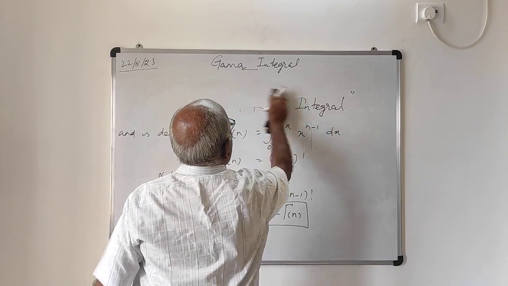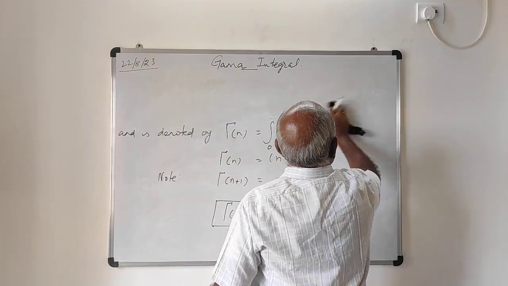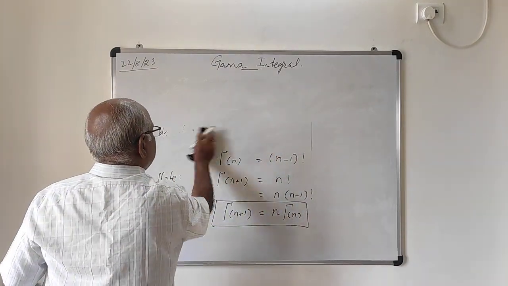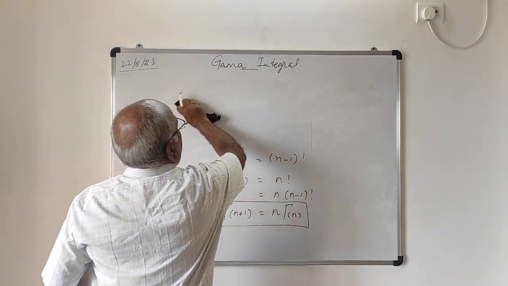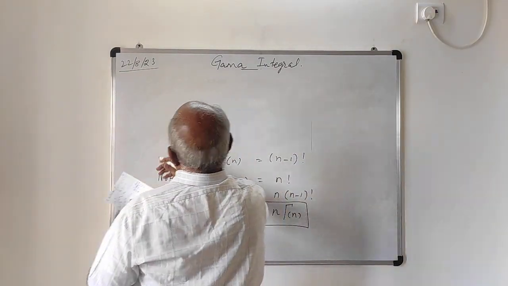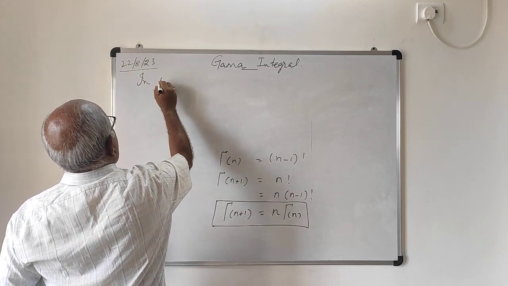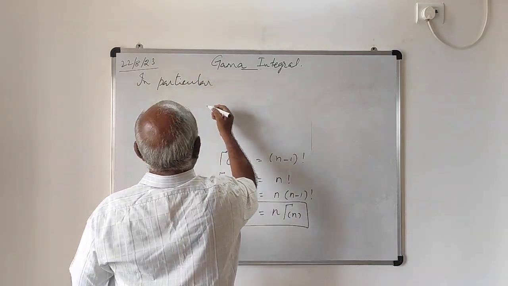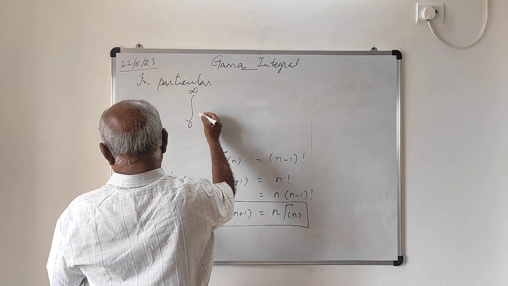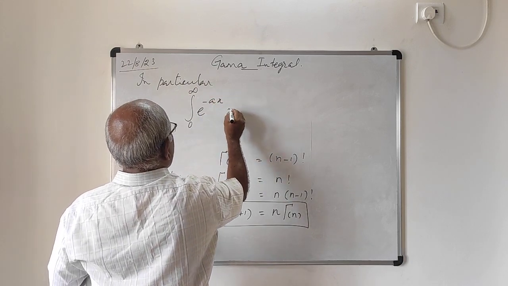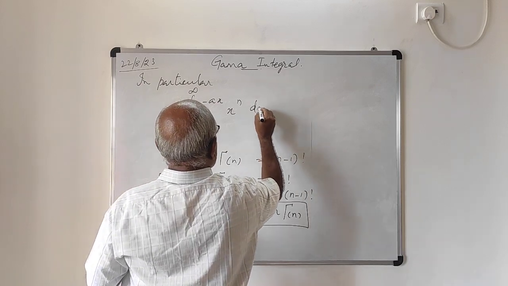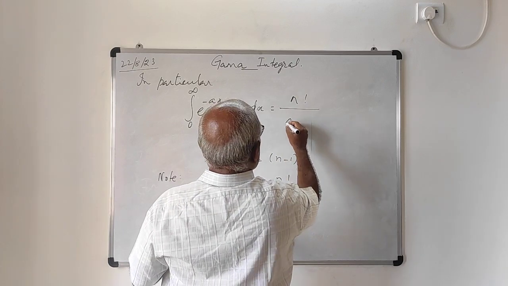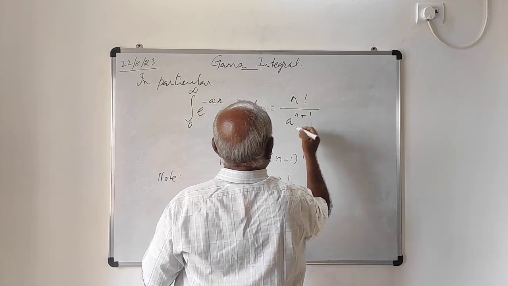In particular, the gamma integral is evolved for solving the following integral. You consider the integral 0 to infinity e power minus ax into x power n dx is equal to n factorial by a power n plus 1. This is one important result.